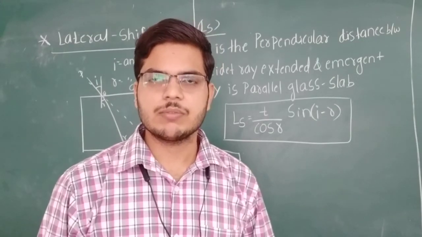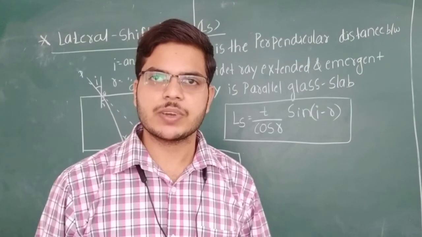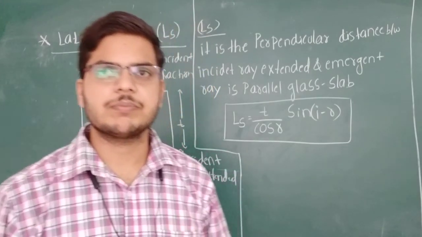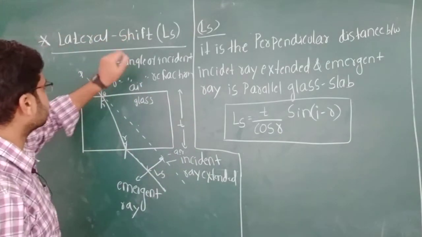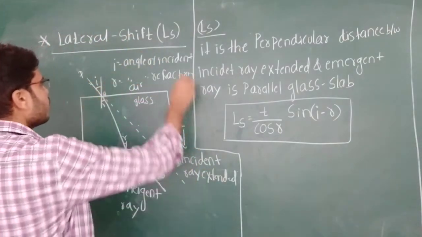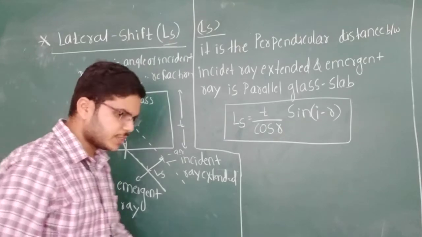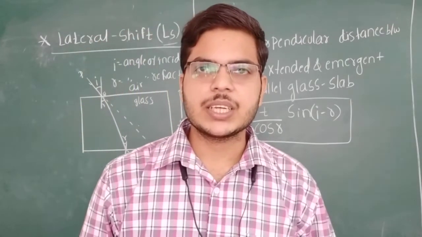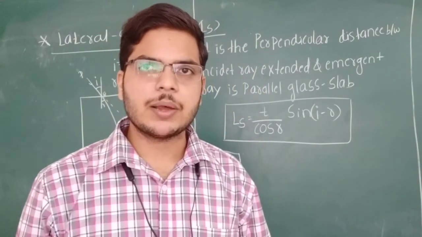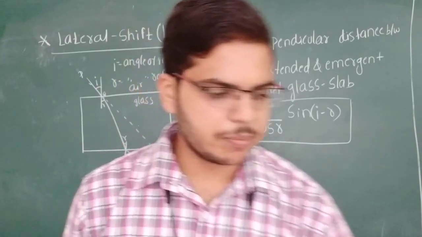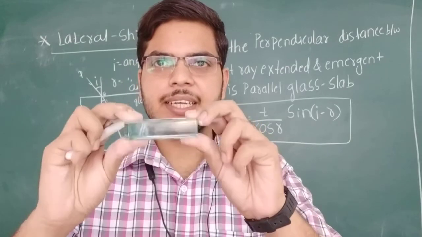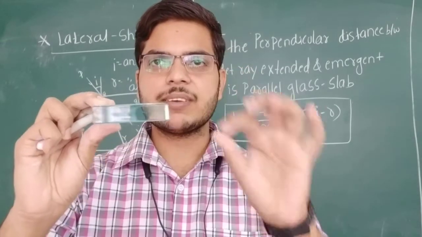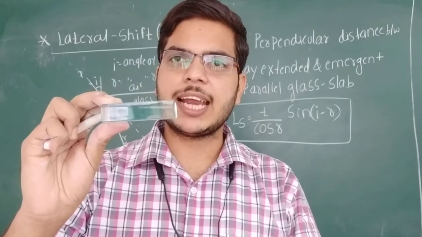Today, we will discuss the consequences of refraction. The first one is lateral shift. It is denoted by the symbol L. This lateral shift is observed in a parallel sided glass slab. Imagine that this is a parallel sided glass slab. In this case, we are observing the lateral shift.